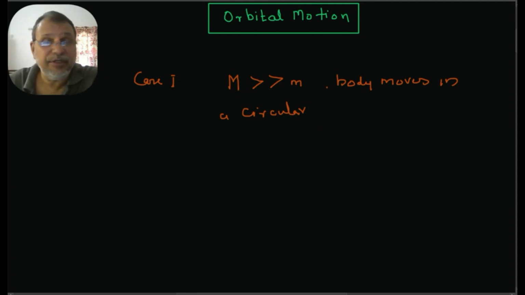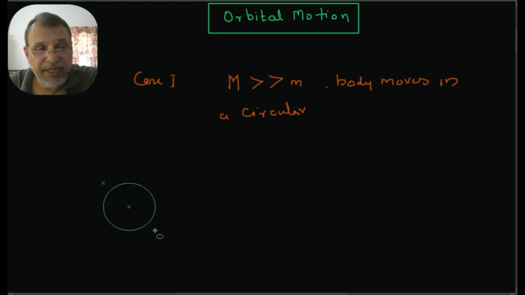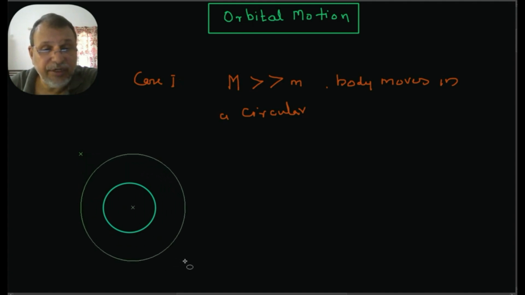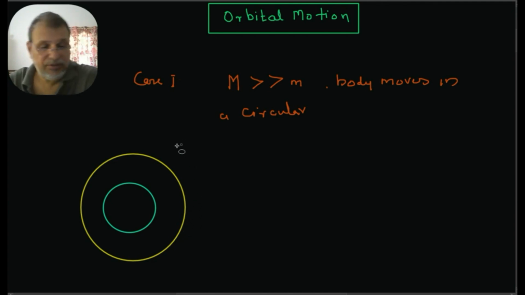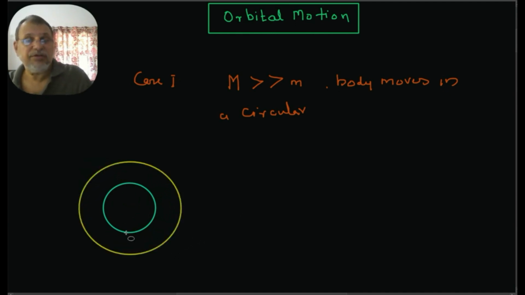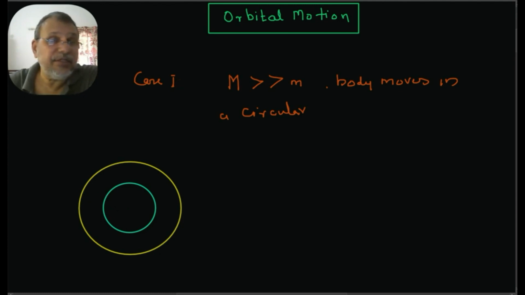Now let us try a configuration here. Here we have a star, for example, of mass M. This is a star of mass M. And about that star, you have a planet revolving in a near circular orbit. I'll just do it again. Okay, here we go. So you can see this is a star.